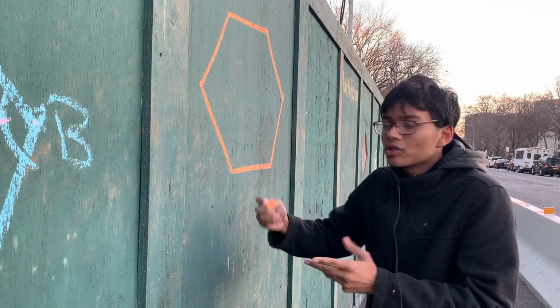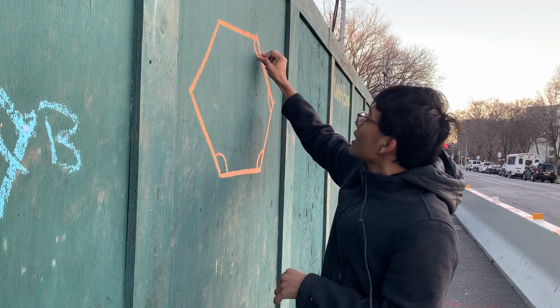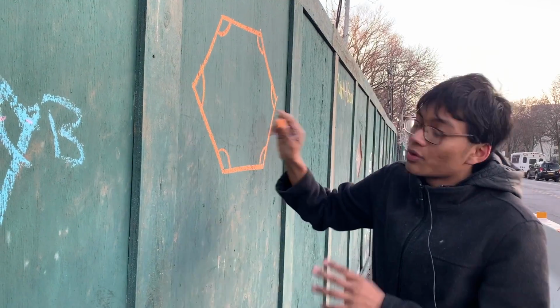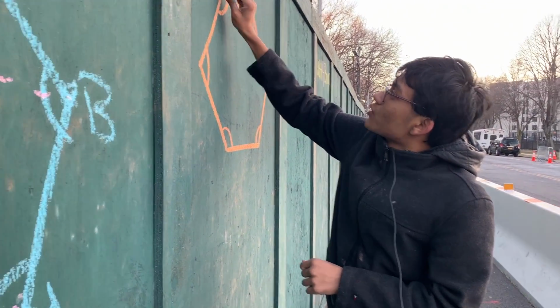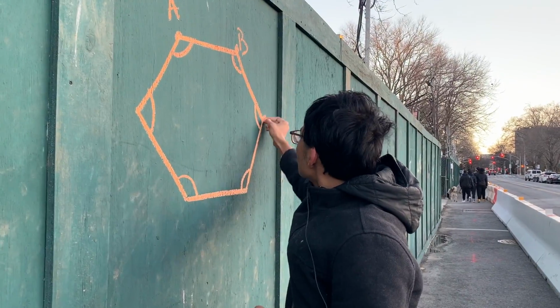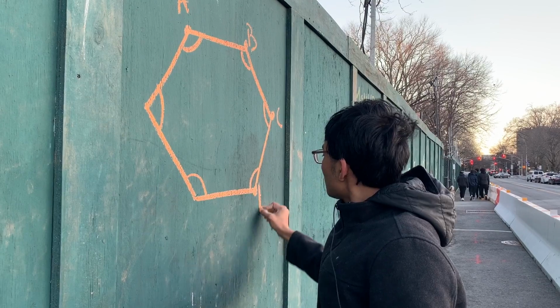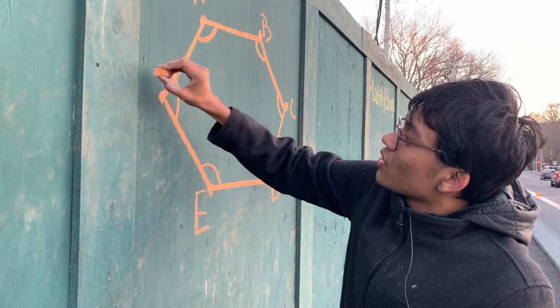So let's see how many angles we have in this hexagon. We have 1 angle here, 2 angles, 3 angles, 4 angles, 5 angles, 6 angles. So 6 angles, 6 vertices, and let's point out those vertices. Here's one, let's call it A. Here's another one, let's call it B. Here's another one, let's call it C. Here's another one, let's call it D. Here's another one, let's call it E. Here's another one, let's call it F.